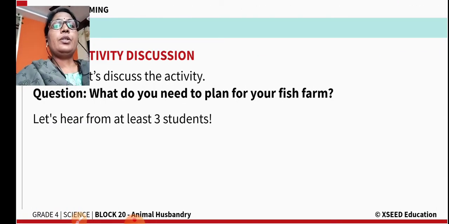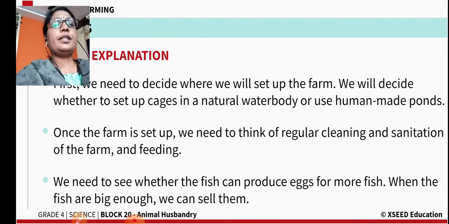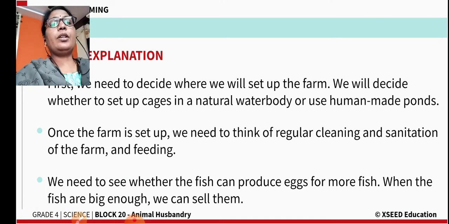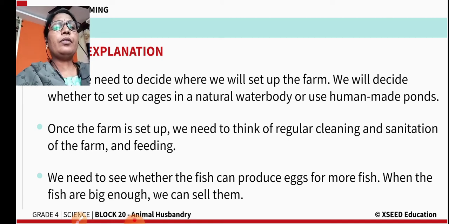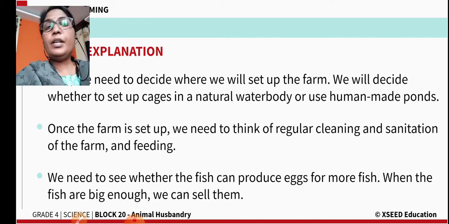Okay, so what do you need to plan for your fish farm? We have to see the water source first for rearing the fishes. A natural water body or man made water source should be there. Once the farm is set up, we need to think of regular cleaning and sanitation of the farm and feeding for the fishes. This all we have to see.